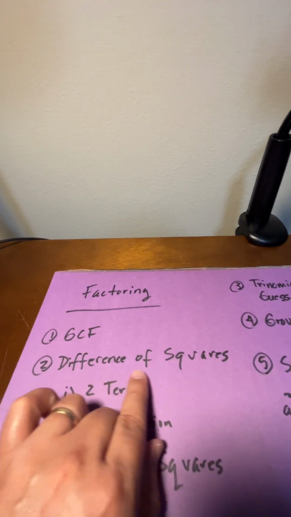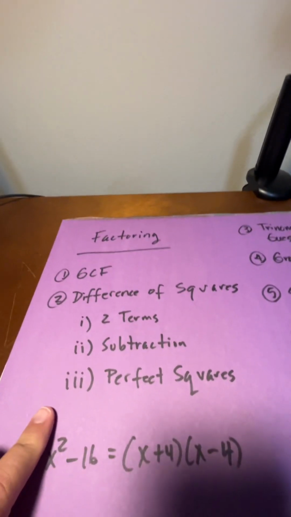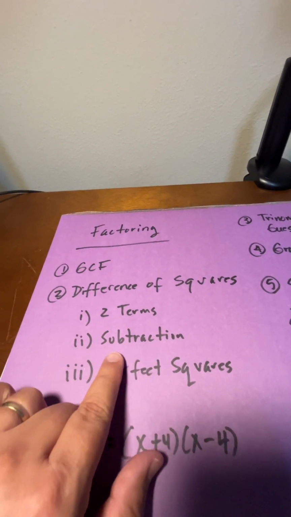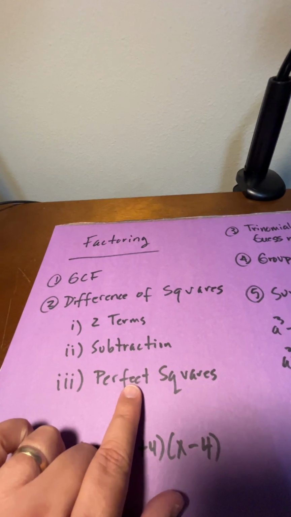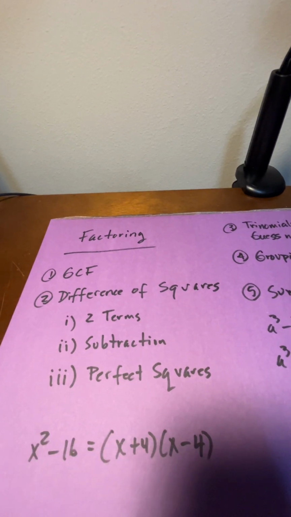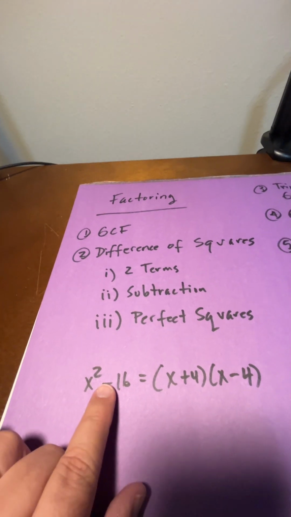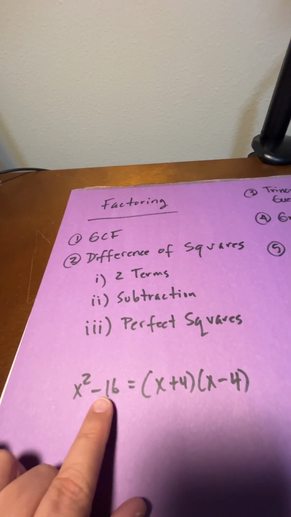Second method is called a difference of squares. It has three characteristics or criteria: two terms only, subtraction problem, and both of the terms have to be perfect squares. Here's an example, x squared minus 16. Notice two terms, subtraction problem, both terms are perfect squares.